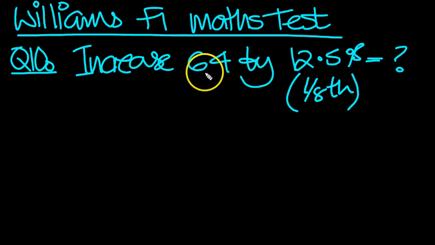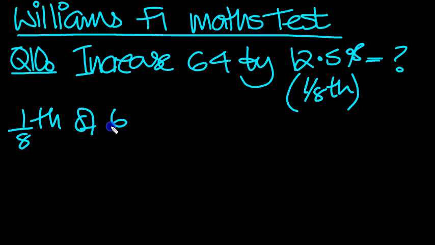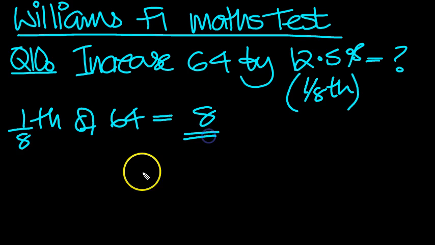So what is an eighth of 64? Well, 8 eights is 64. So 1/8 of 64 equals 8. Because there's 8/8, isn't there? So 1/8 will be 8. So increase 64 by 8. So the answer is 72.